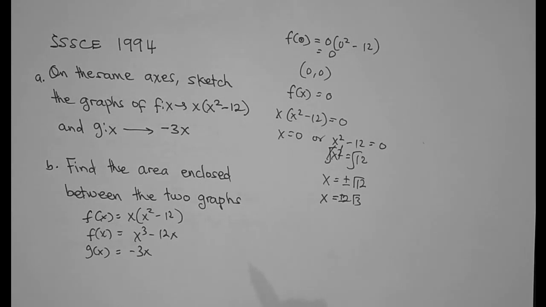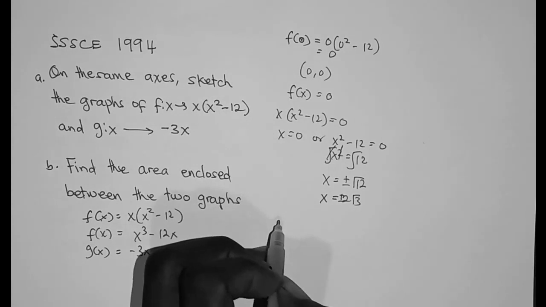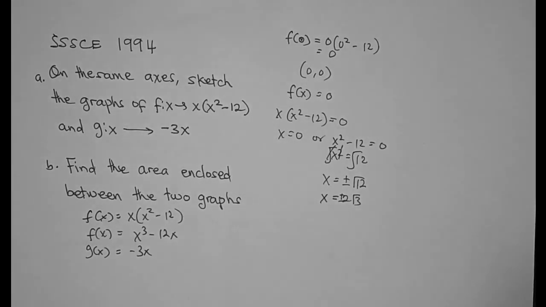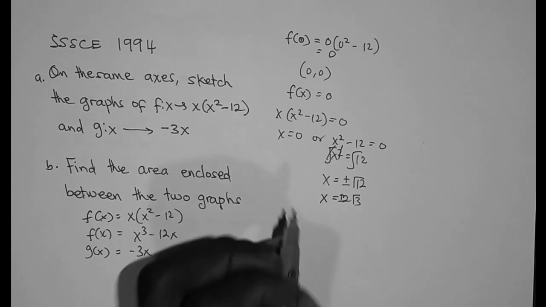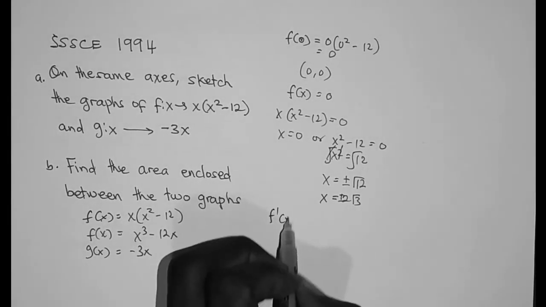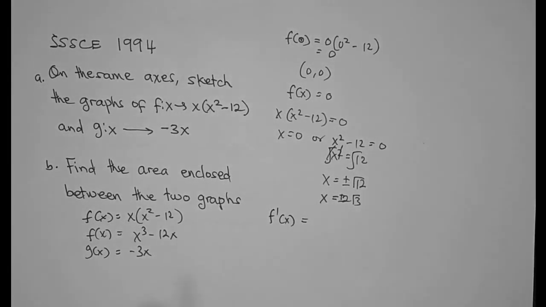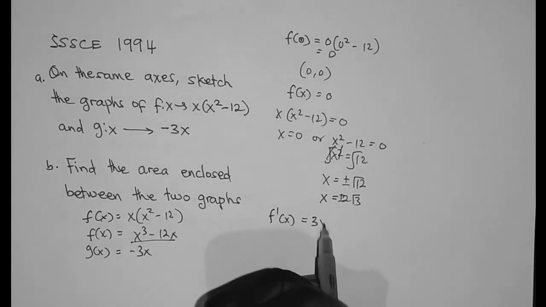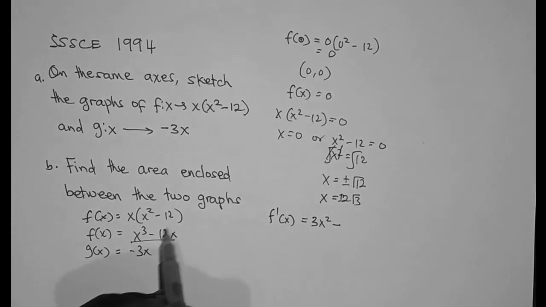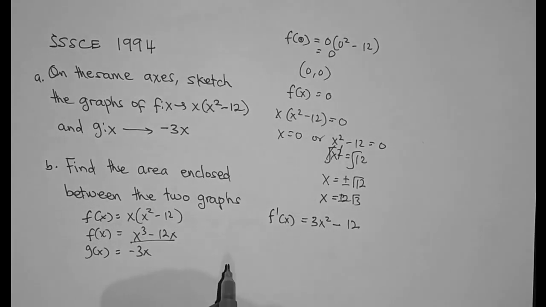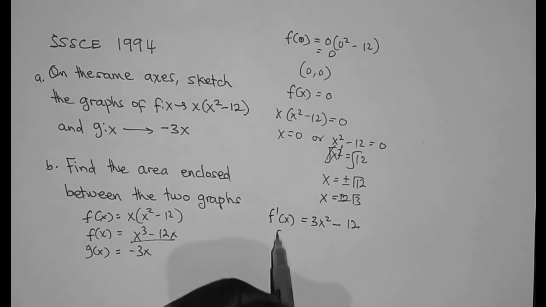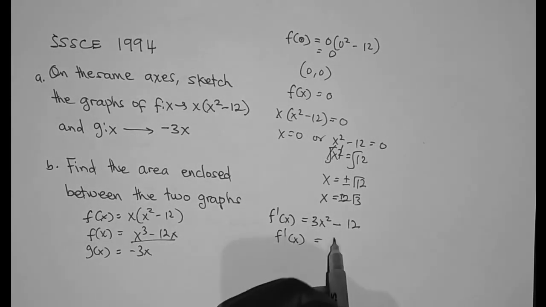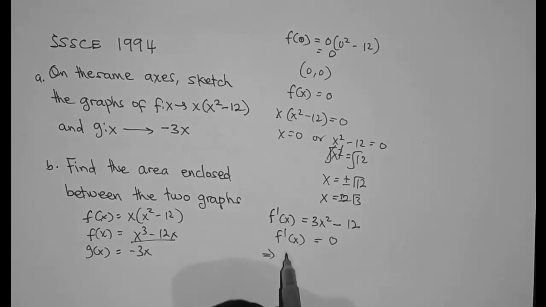So let's go ahead and find the turning point of this graph. In order to find the turning point, let's find f prime of x. F prime of x, we are differentiating this. You differentiate x cubed, it becomes 3x squared, minus, if you differentiate 12x, you get 12. So the turning point is the point where f prime of x is equal to 0. This implies that 3x squared minus 12 is equal to 0.